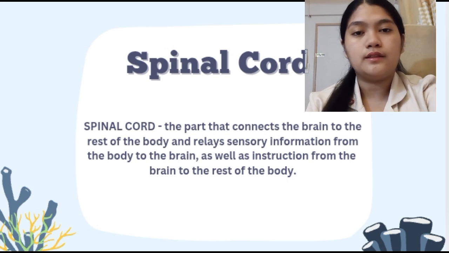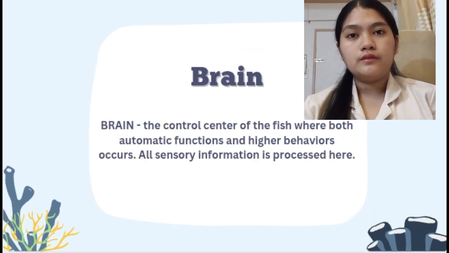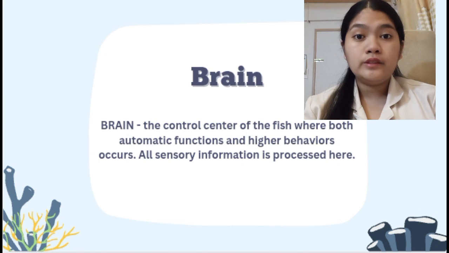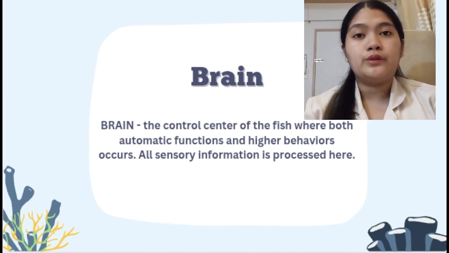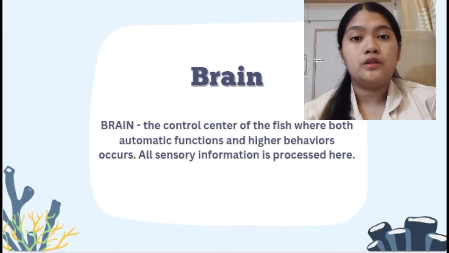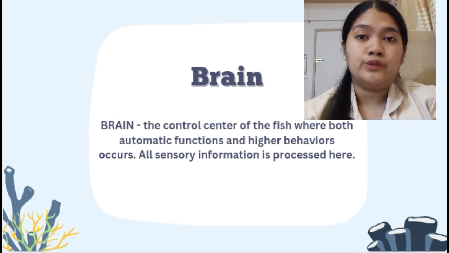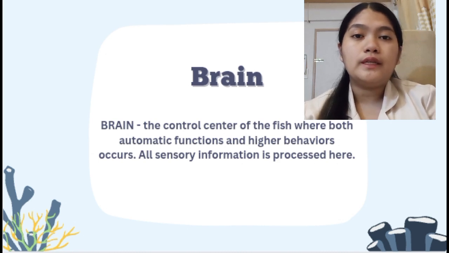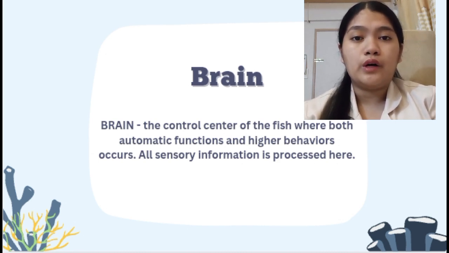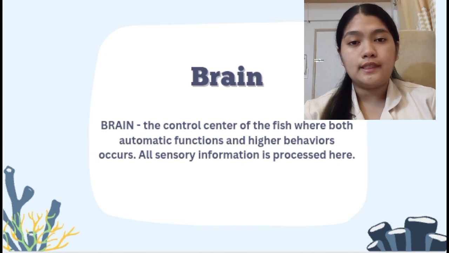Next is the brain. It is in the brain that sensory information is processed. This is the center of control in a fish. In the brain, automatic functions such as respiration as well as other behaviors are controlled.